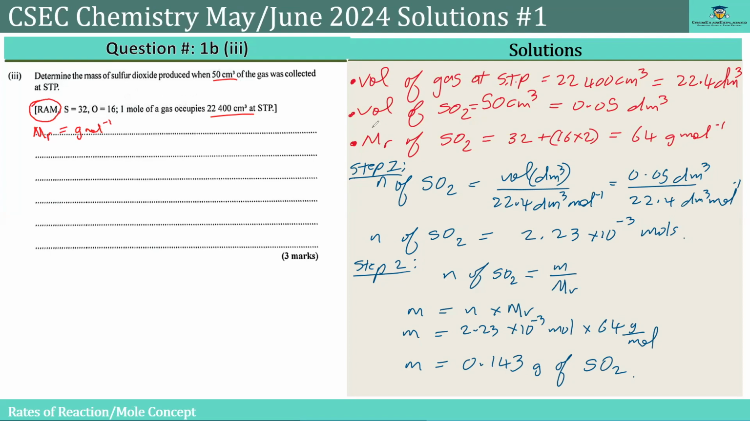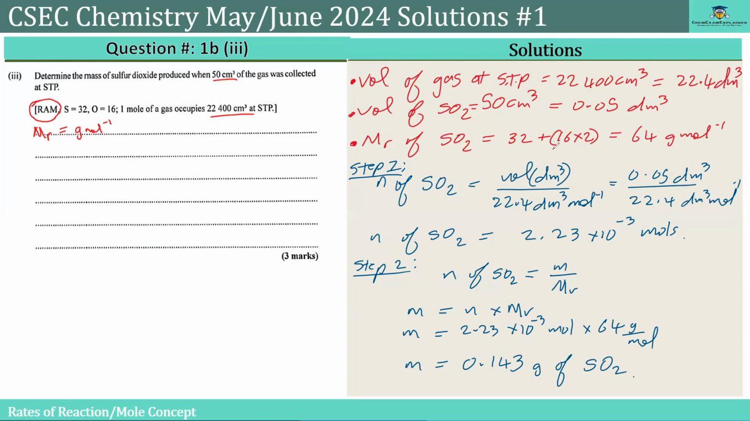So the info that we have is the volume of gas at STP to be 22,400 cm³. We'll convert to dm³ by simply dividing by 1,000. We get 22.4 dm³. The volume of SO2 is given to be 50 cm³. We divide by 1,000 to get 0.05 dm³. We are going to calculate the molar mass of SO2 from the molar masses given for sulfur and oxygen. So that is 32 for sulfur plus 2 times 16 to give us a molar mass of 64 grams per mole.